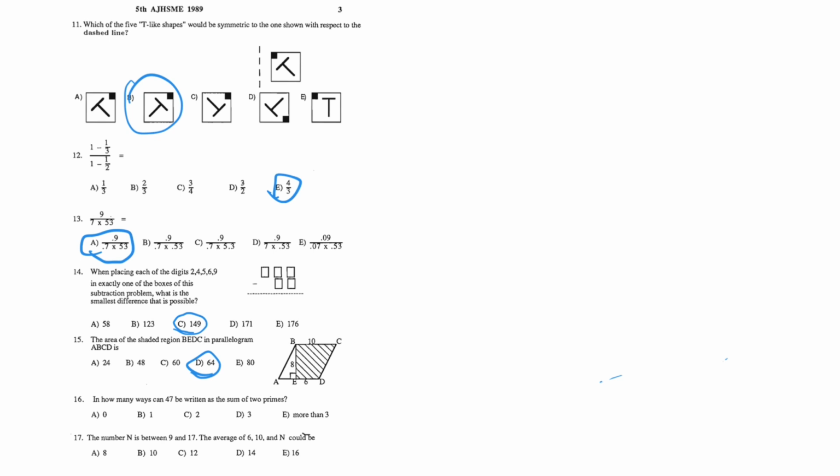Number 16. In how many ways can 47 be written as the sum of two primes? 47 is the odd number. Odd number equals the odd number plus the even. In the even number, only 2 is the prime, so they equal to 2 plus 45. But 45 is not the prime, so 47 cannot be written as the sum of two prime numbers. So the answer is 0.